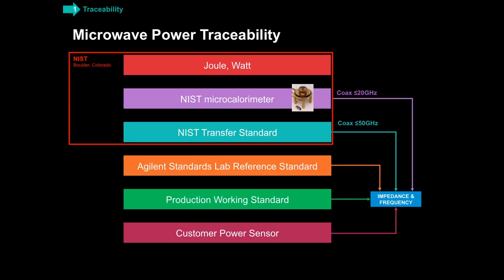And what they're able to do is have a transfer standard with that, which then laboratories such as Agilent can send in our reference power sensors, and that becomes the reference sensor, which then can be used as a production working standard, and finally that can be used to calibrate your power sensor that you send in. So this is the traceability path for power.